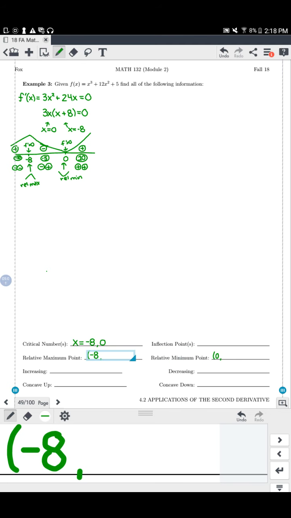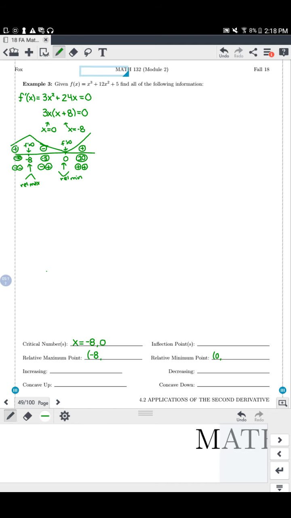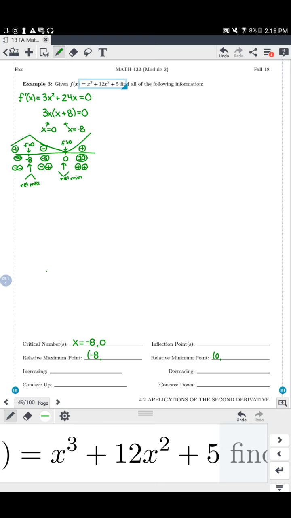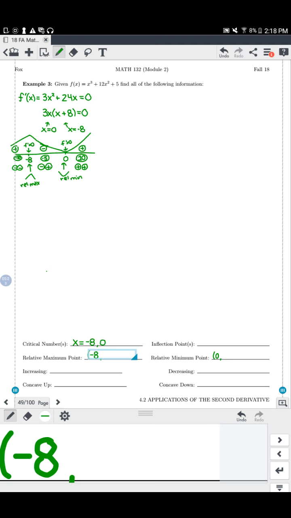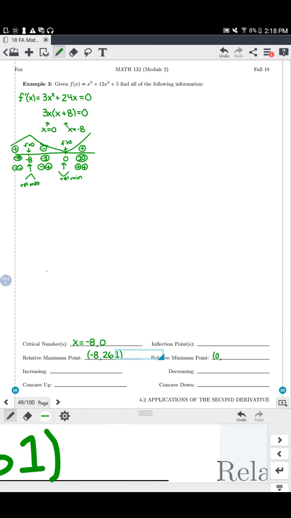My relative max and min, I need to find the y values of these points. So sign charts, you're always plugging into a derivative. And to find y values, though, we're always plugging back into the original function. So I need to grab my calculator and do negative 8 cubed plus 12 times negative 8 squared plus 5. Just make sure you do those exponents before you multiply. And you should get a y value of 261. There's my relative max. The only time we plug into the function is for these y values.